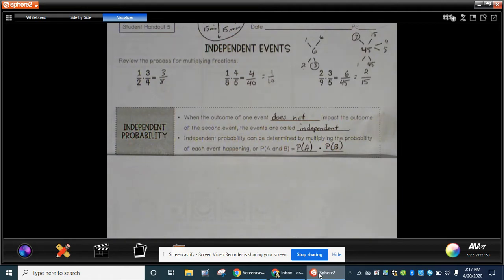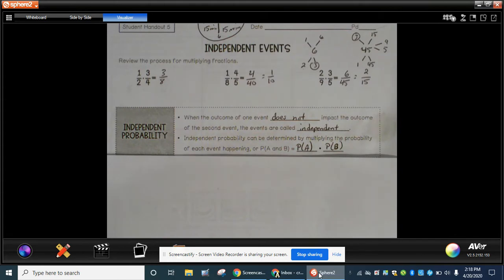Nevertheless, we're going to get back today to talking about independent and dependent events. We're going to wrap up this unit with these two topics. The first video we're going to talk about is independent events. Let's start by doing a review of multiplying fractions, because you're going to be seeing this in a few moments.